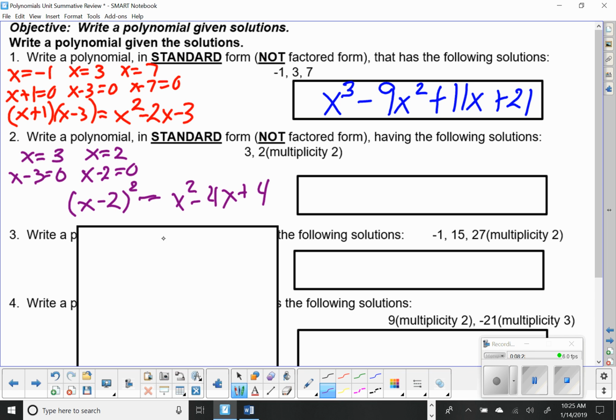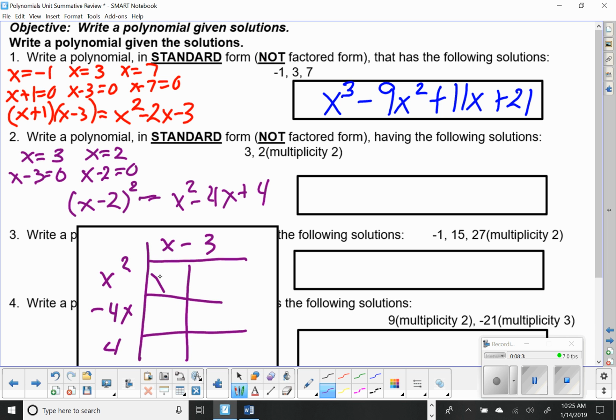So now I can multiply the x minus 3 times my x squared minus 4x plus 4. So I have x cubed minus 3x squared. Negative 4x times x is minus 4x squared. Negative 4 times negative 3 is positive 12x. 4 times x is 4x. 4 times negative 3 is minus 12.